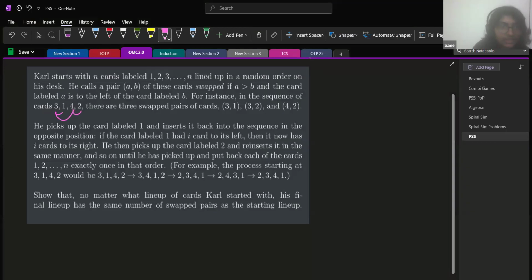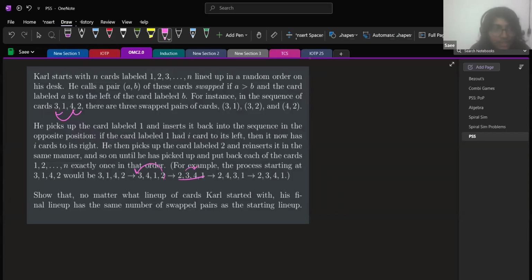Okay, so what he does is he picks up the card labeled 1 and inserts it back into the sequence in the opposite position. Since 1 is second from the left, you insert it second from the right, keeping everything else the same. And you do the same thing with 2. You pick up 2 and insert it over here. Sorry, 2 goes here. So this becomes this. You do the same thing with 3, then you do the same thing with 4.